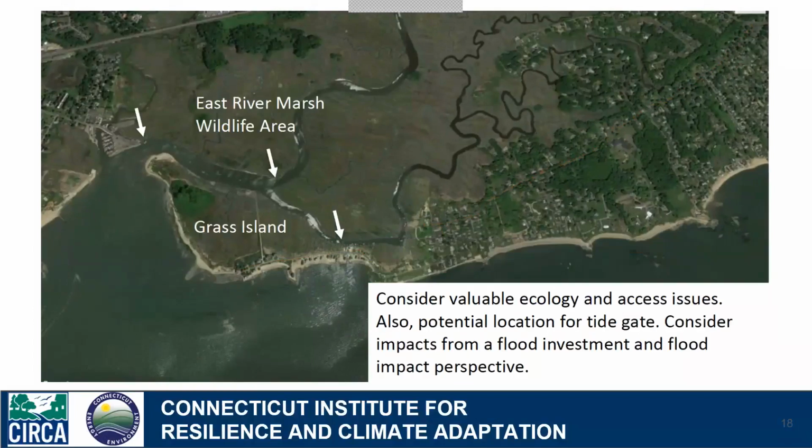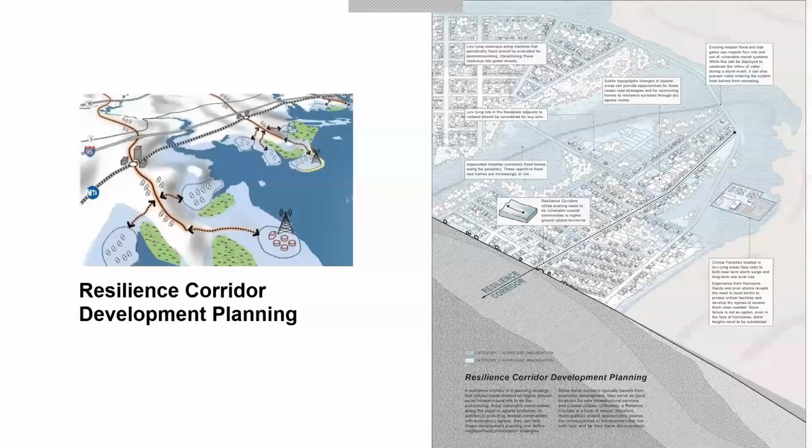There's also the ecological function and value of this large marsh complex, the East River Marsh Wildlife Area and Grass Island. So one should consider impacts in terms of investment along Circle Beach and its potential impact on this ecological system.